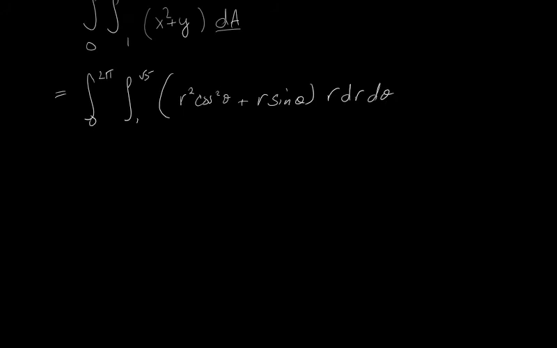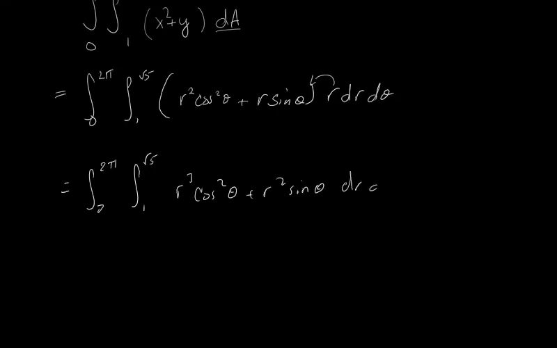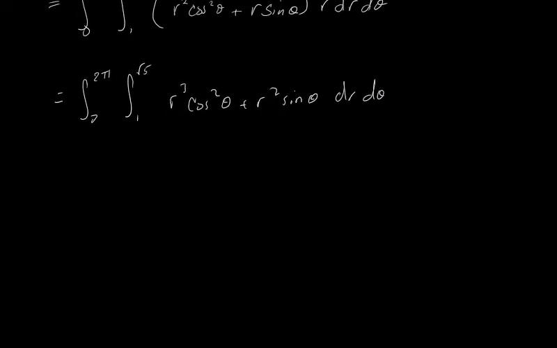All right, so we can integrate this first with respect to r. I'm going to go ahead and distribute this r that was part of the dr d theta, so that I don't have to worry about it as a product. So this is going to be r cubed cosine squared of theta plus r squared sine of theta dr d theta. So we integrate first with respect to r.